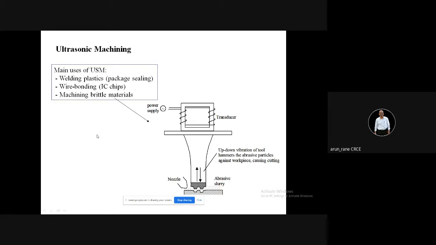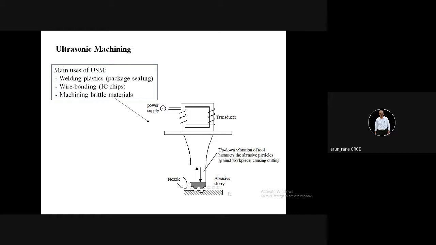There is a transducer used which converts electrical energy into mechanical energy, and the entire tool head vibrates as well as moves up and down. And in order to expedite the cutting, we use abrasive slurry. Abrasive slurry means abrasive plus some kind of liquid. It can be water or it can be oil, which increases the cutting rate.